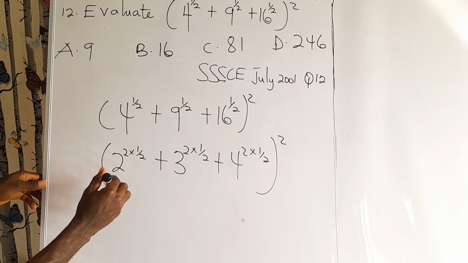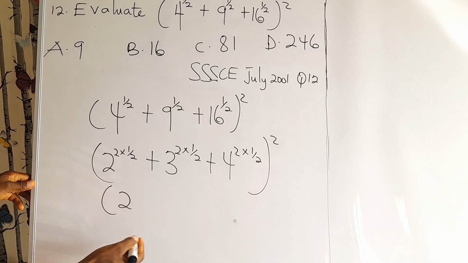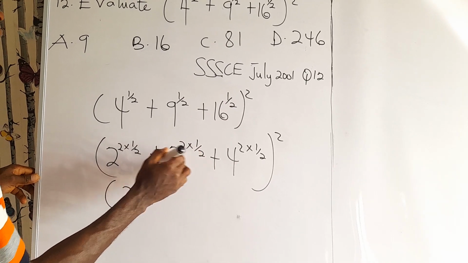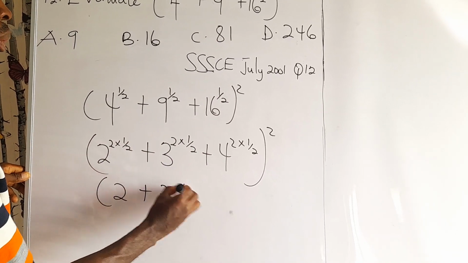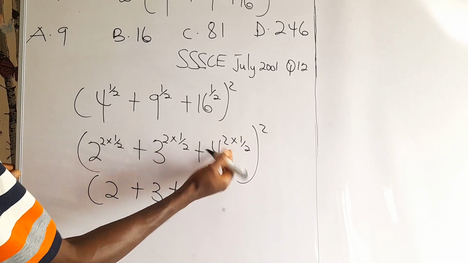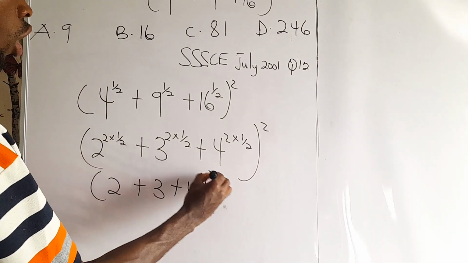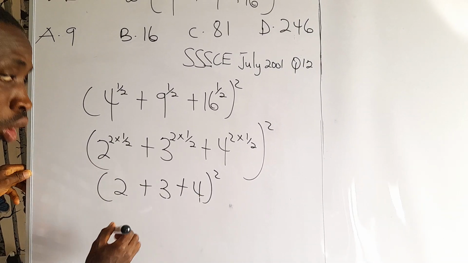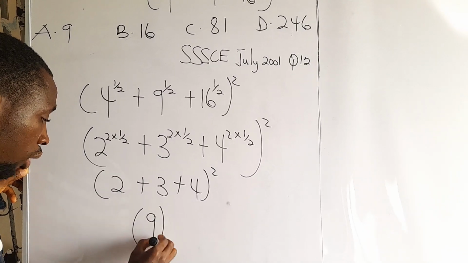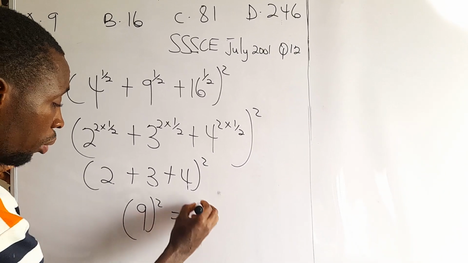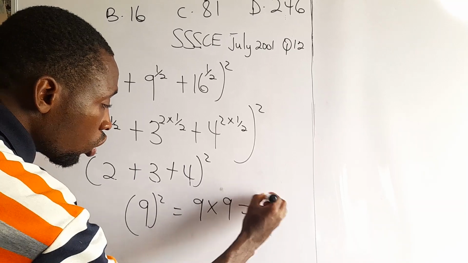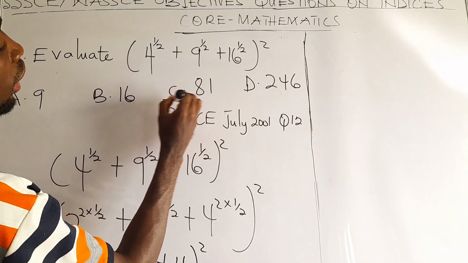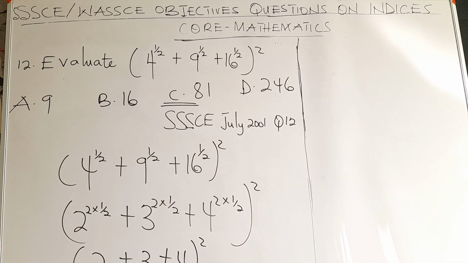So 2 times half will be nothing but 2 exponent 1, which is 2, plus 3 times 2 times half here will be 1. 3 exponent 1 will be 3, plus 2 times half here will be 1. 4 exponent 1 will be 4. All to the power 2. So 2 plus 3 is 5. 5 plus 4, that will be 9. So 9 exponent 2. 9 exponent 2 simply means 9 times 9, which is what? 81. So our answer is 81. So the correct answer then is D. I hope you had it correct.